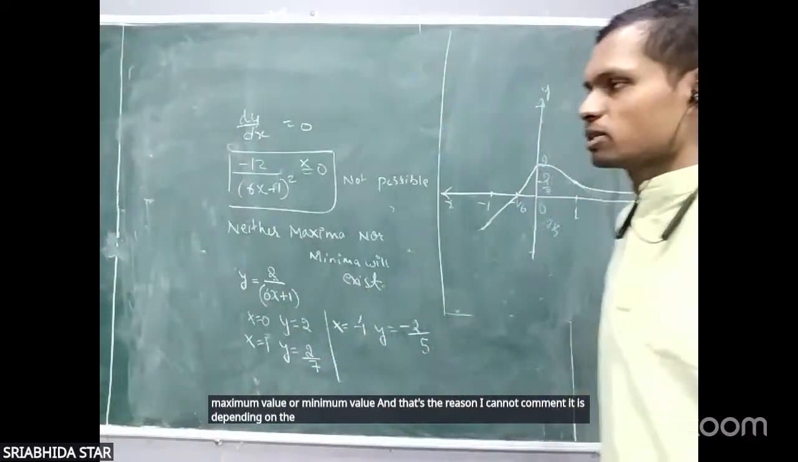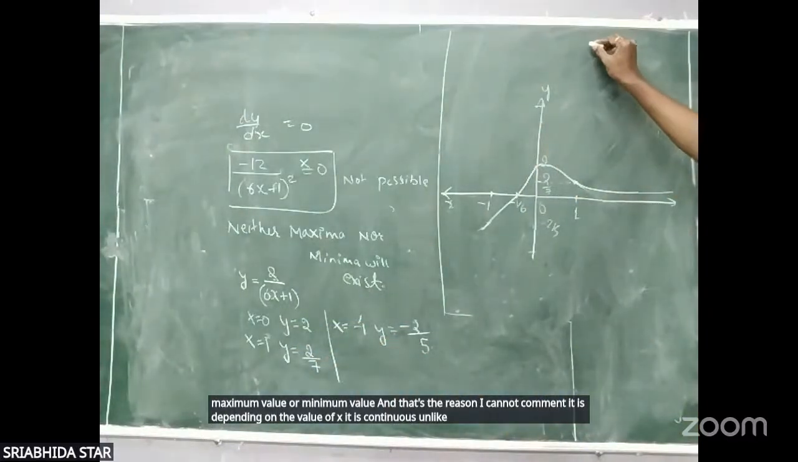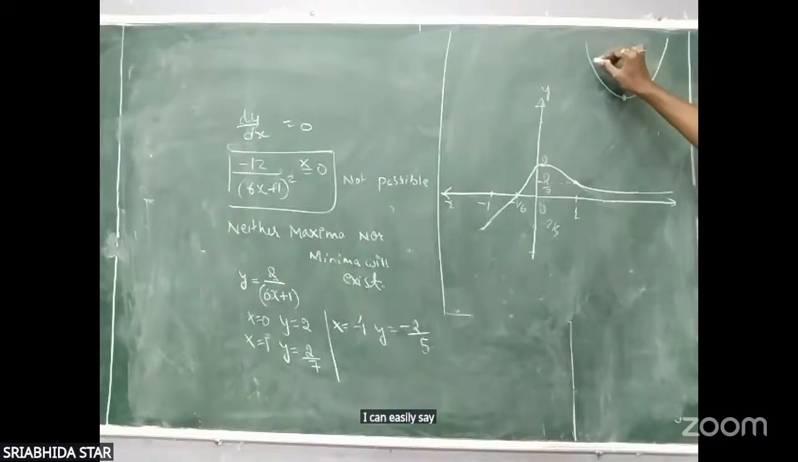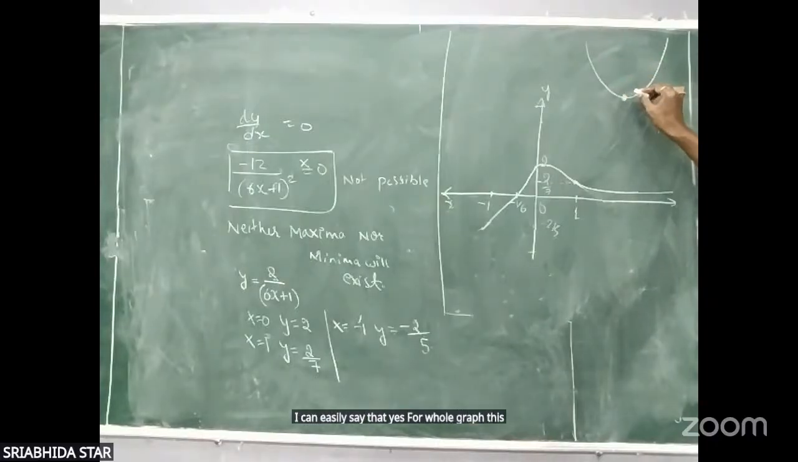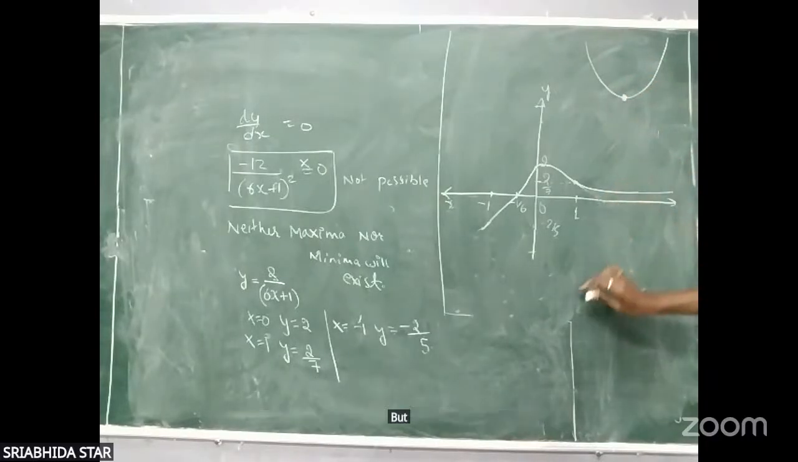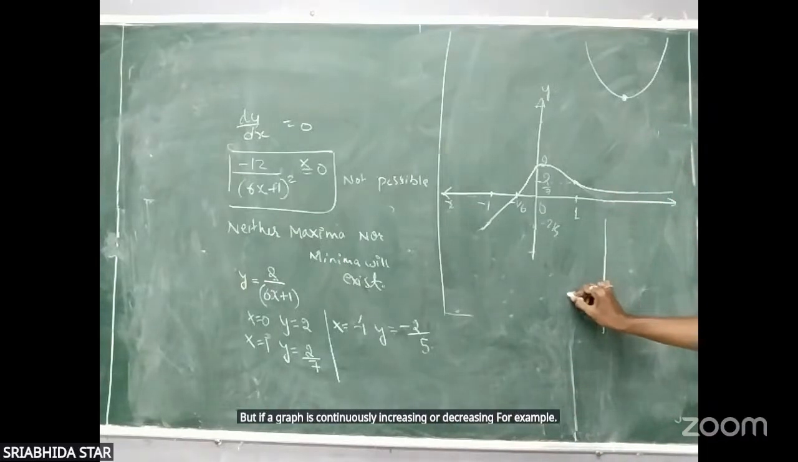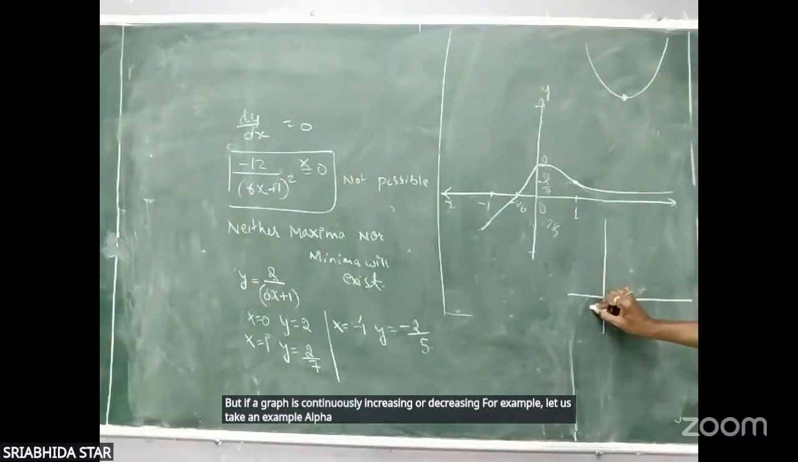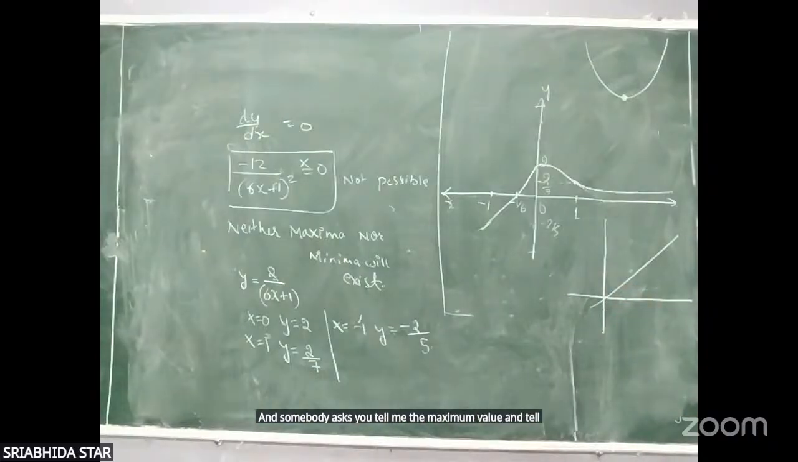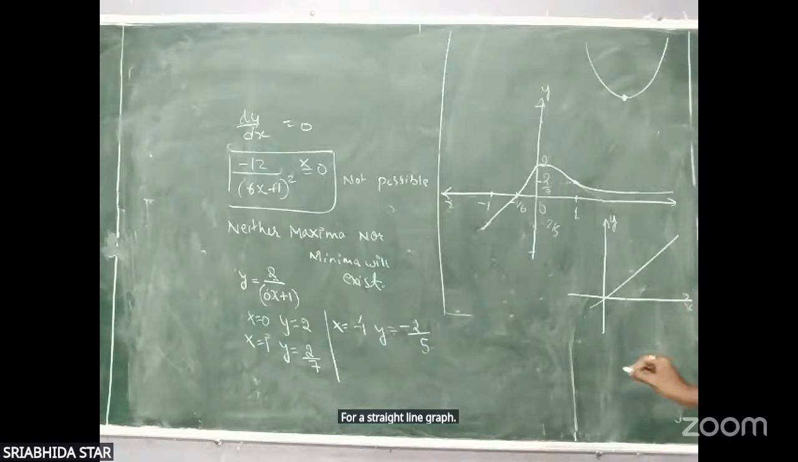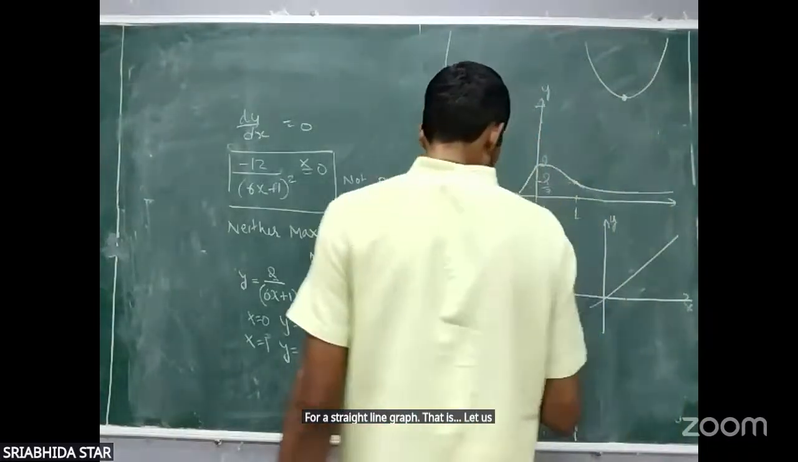It is continuous, unlike the parabola graph, where we used to get a graph like this. I can easily say that, yes, for the whole graph, this is the minima point. But if a graph is continuously increasing or decreasing, for example, let us take a straight line like this. And somebody asks you, tell me the maxima value and the minima value for a straight line graph.